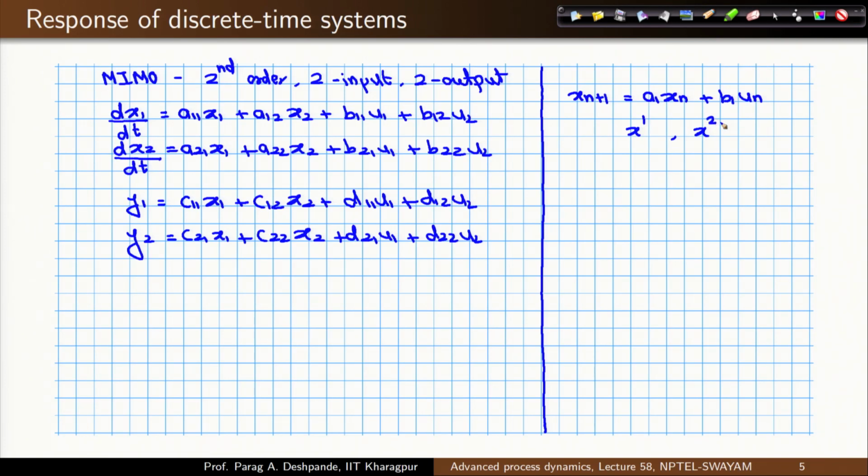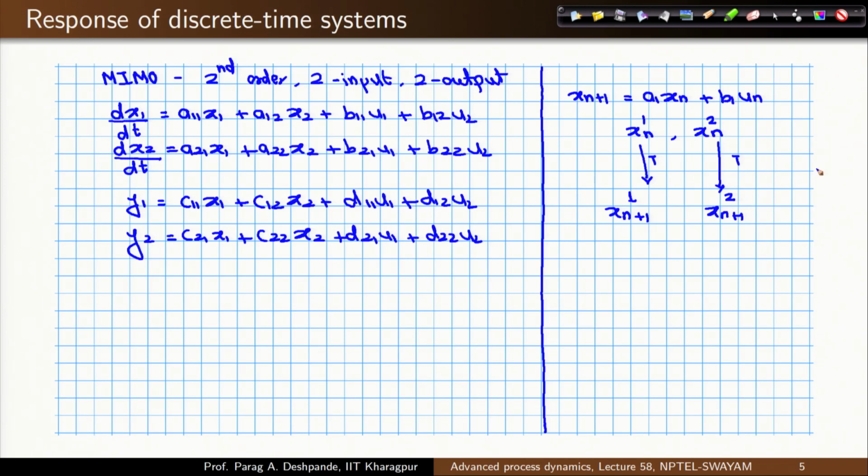So, superscript x 1 at the current instant of time would be x 1 n, x 2 at the current instant of time would become x 2 n. In the next instant of time after t this will become x 1 n plus 1 for the same variable 1 and x 2 n plus 1 for the same variable 2. So, this is how the system is hopping to the next state.